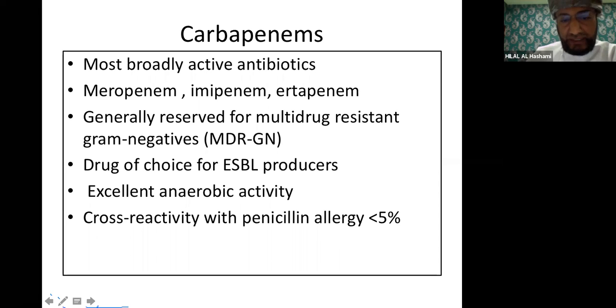They have excellent aerobic activity, and they also cover anaerobic bacteria as well. Patients who are on carbapenems may also have a cross-reactive allergy to penicillin, in 3 to 5%.